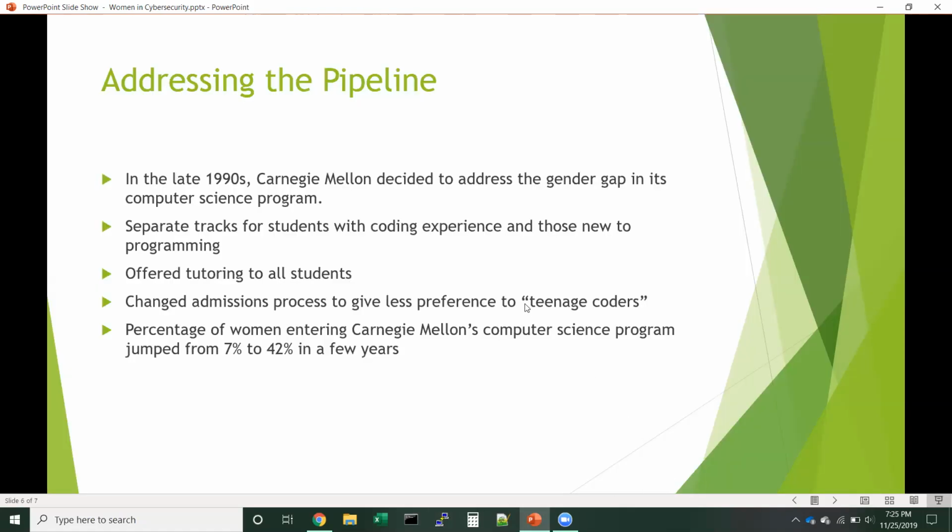So Carnegie Mellon decided to address the pipeline issues, and they made some very specific moves. They put in separate tracks for students with coding experience and for those who are new to coding, offered tutoring across the board, and changed their admissions process, because the faculty also realized that even though the boys started out faster, they knew more going in, the girls caught up. By year 3, the girls were doing just as well. So there are some things that have been proven to work, at least in increasing the computer science percentage among women in the college area.